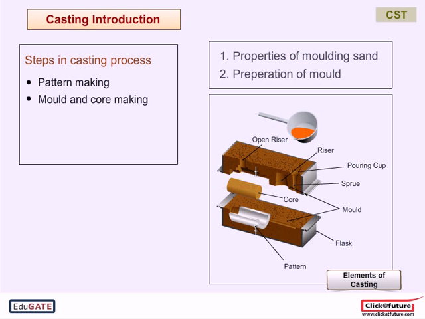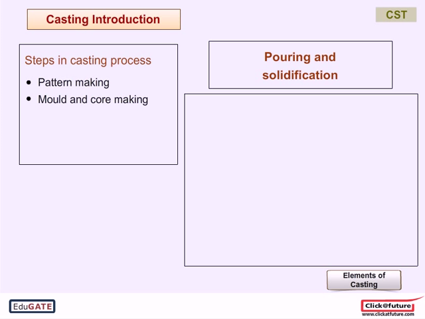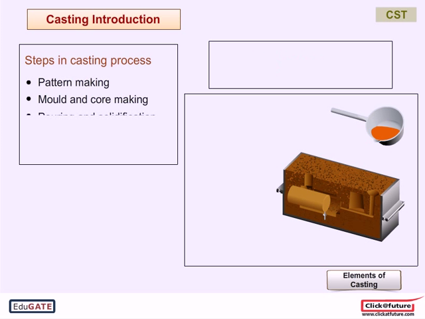Mold and core making. Properties of the casting mainly depends on the mold. While preparing mold, we have to deal with molding sand, its strength, and some other desirable properties.